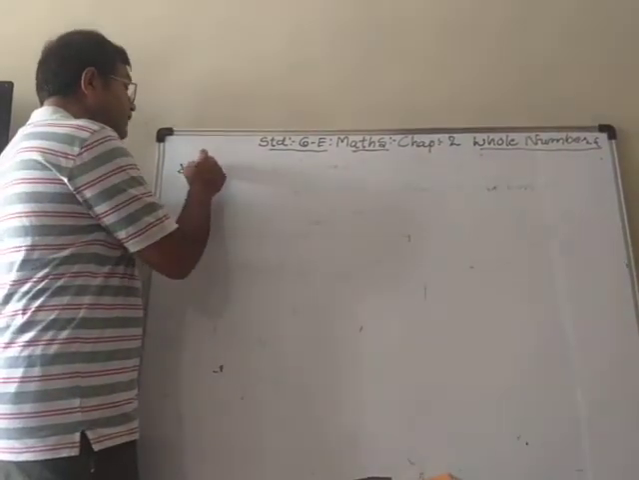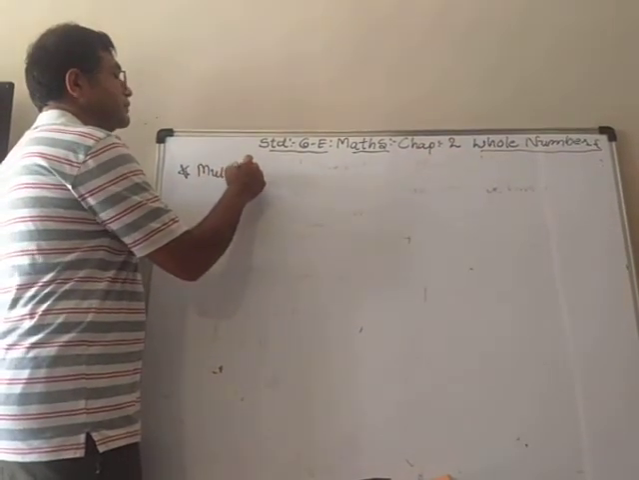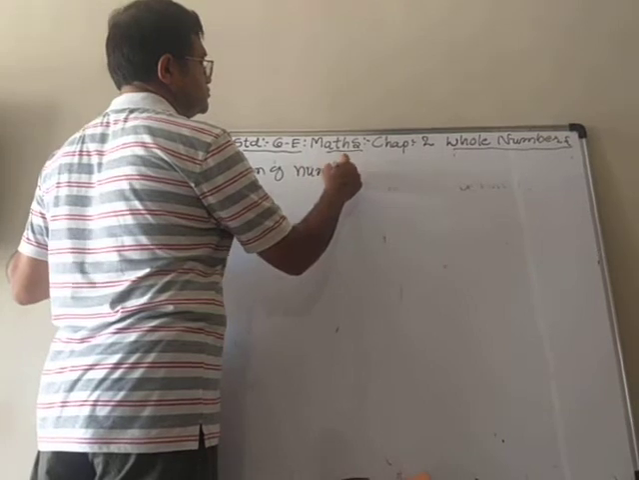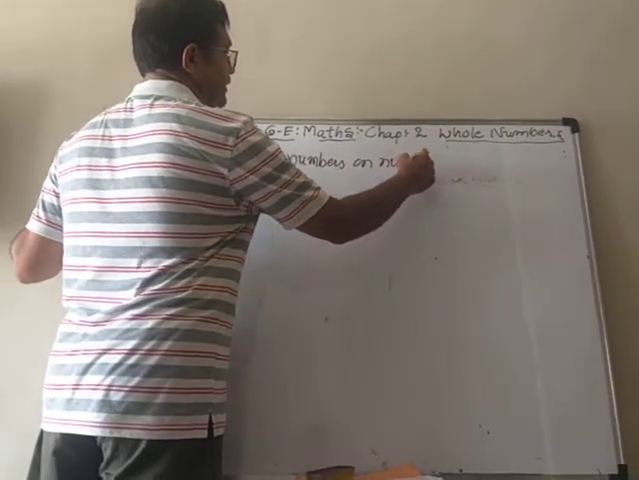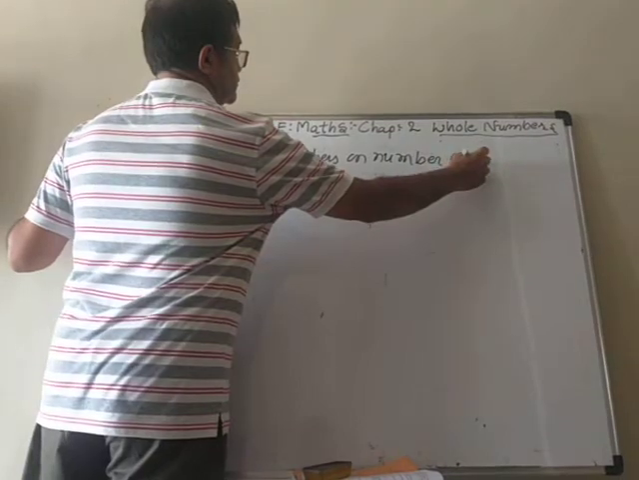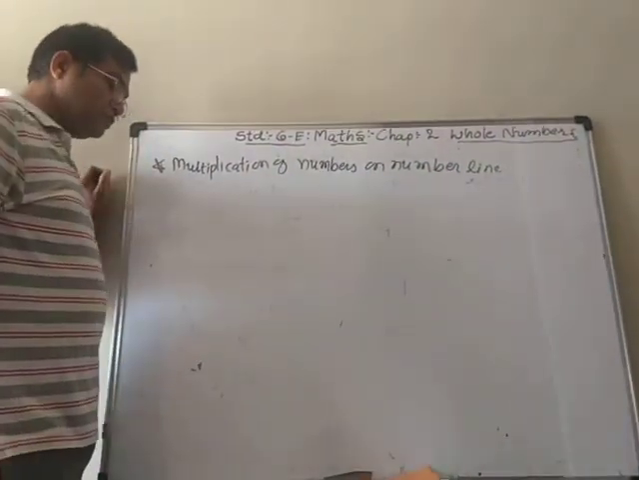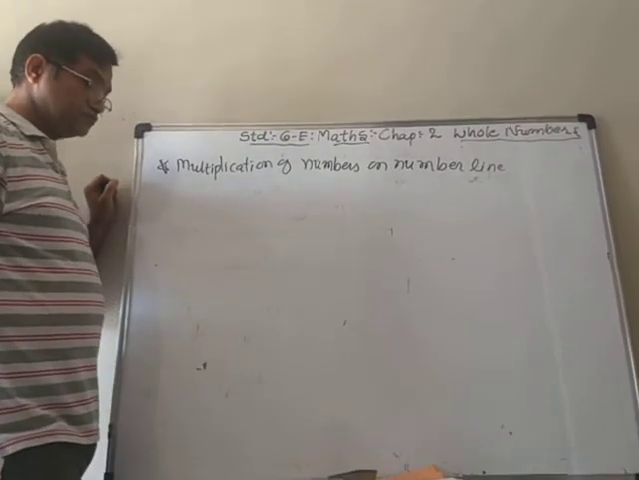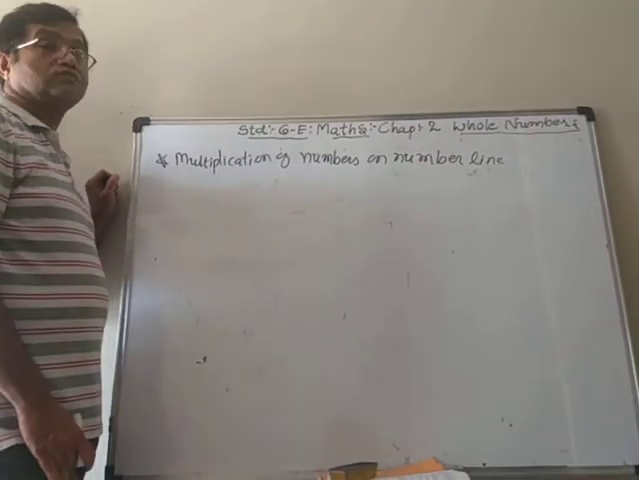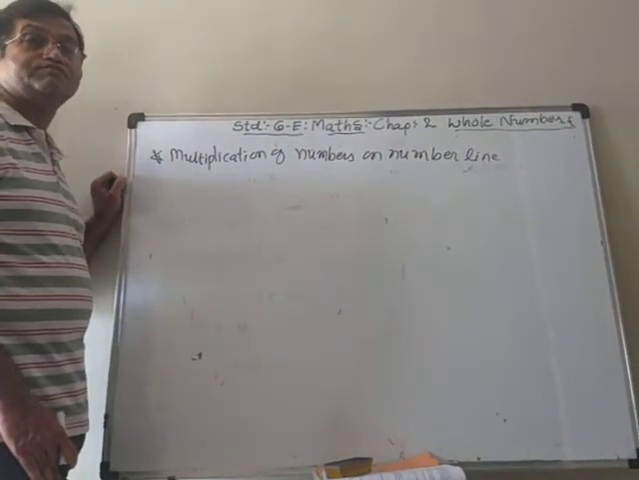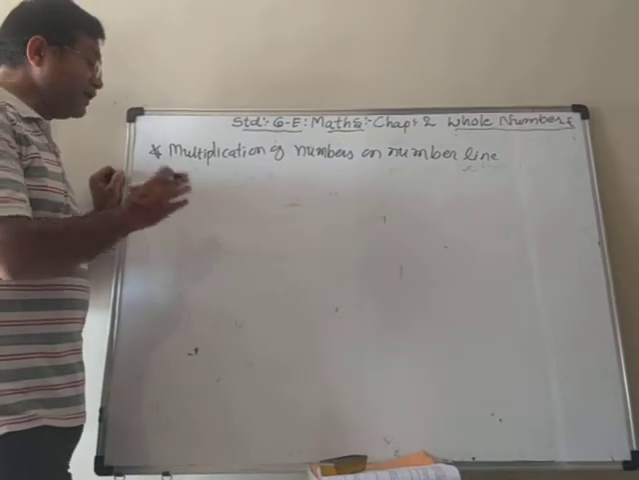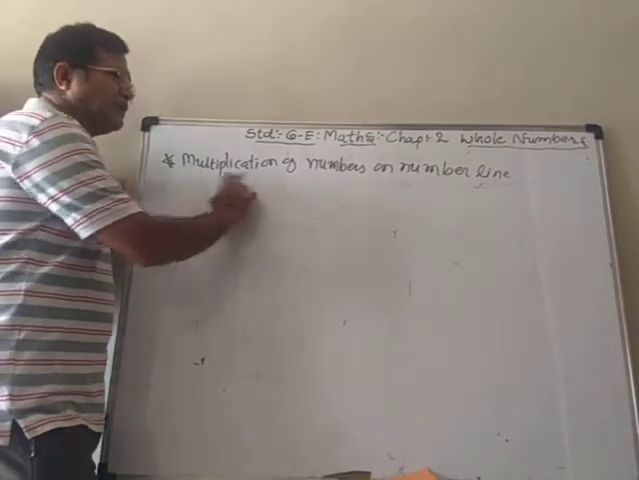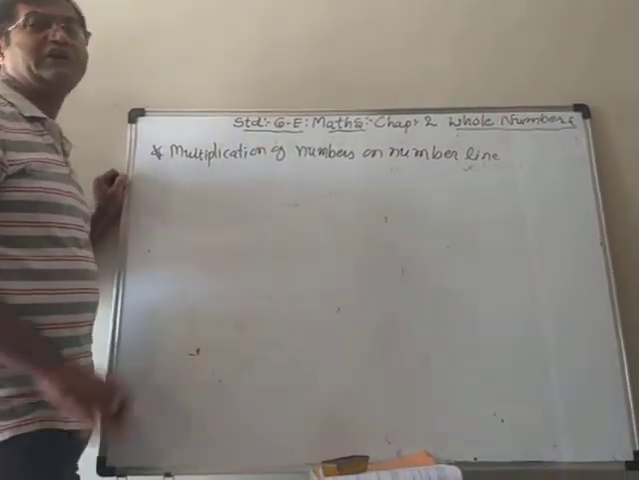Now, multiplication. Multiplication of numbers on a number line. So now here, when you multiply, always you have to move to the right side, but I will only explain that with an example, because if you write it down in the description, that will be a little difficult.